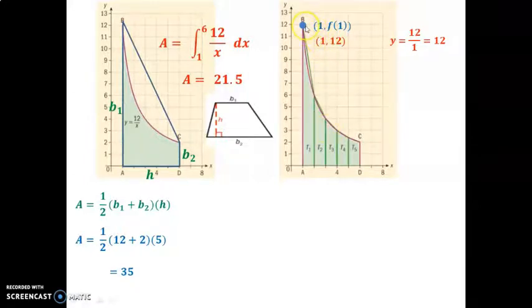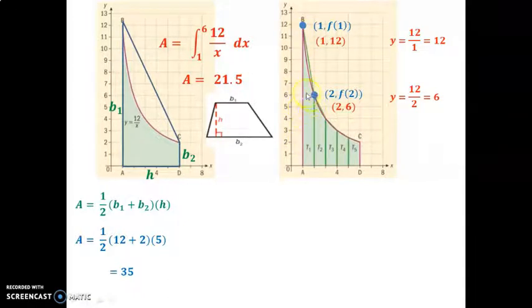Okay, so we have 12 here. How about this next point? What are the coordinates of that one? At this point, we have an x value of 2. Again, we put the x value of 2 into the original equation of this curve, and we have 12 over 2, which is 6. So that tells us that coordinate is 2, 6: an x value of 2, a y value of 6. And again, we can confirm it here. So once we have those coordinates, it tells us how long the bases are.